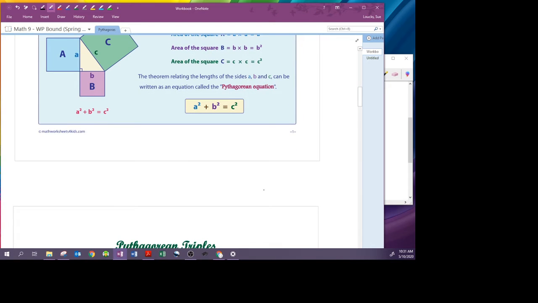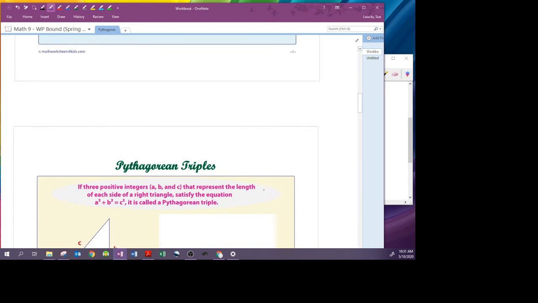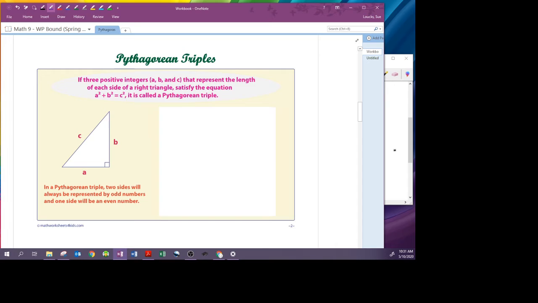What's different in this work package is that they're talking about Pythagorean triples, which is something you may not have ever heard of or seen before. But it's really just a little detail, a little quirk. It's a way that you can test to see if a triangle is a right triangle if you know all three sides. So for example, and this is the example that's already written down in your notes.